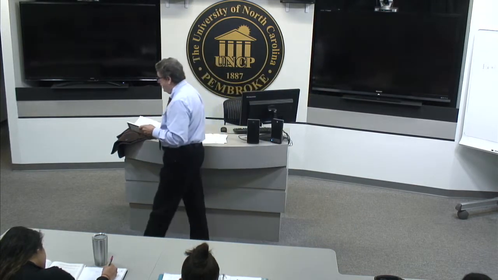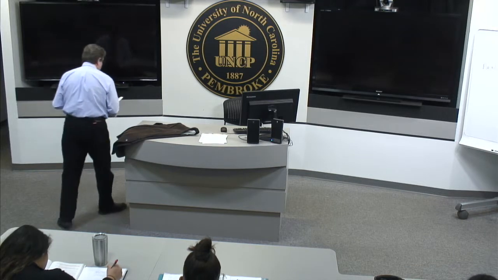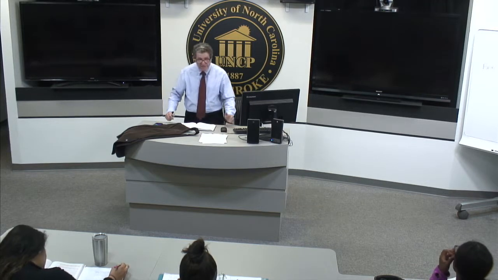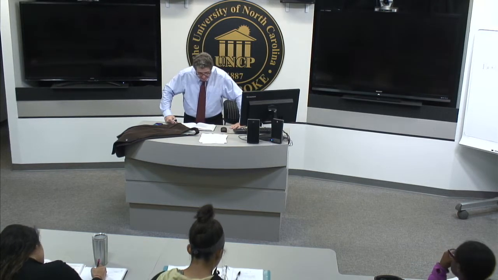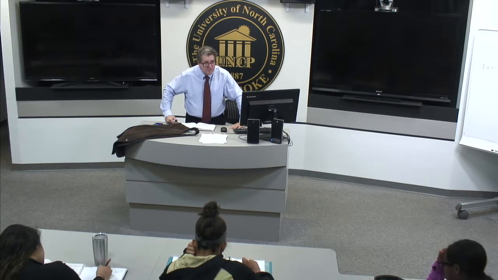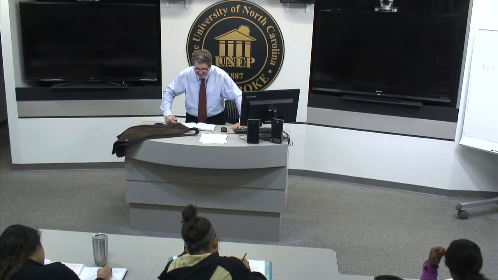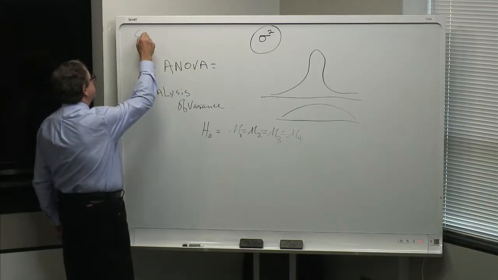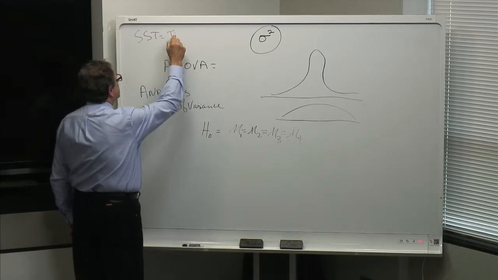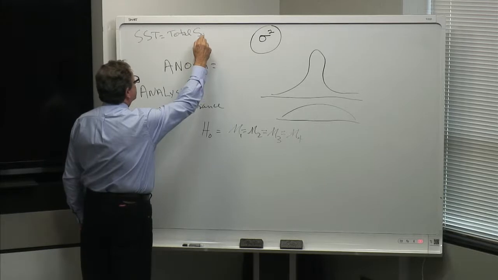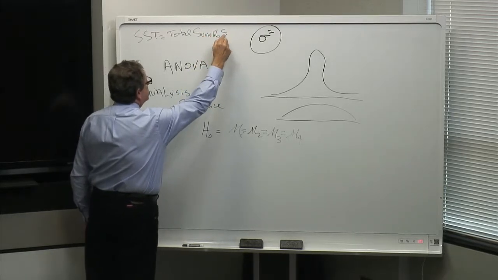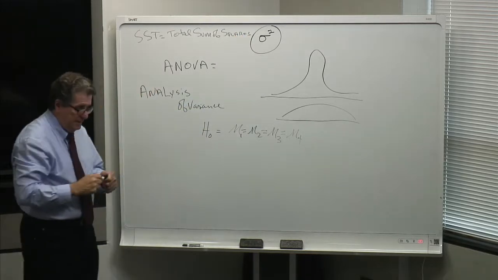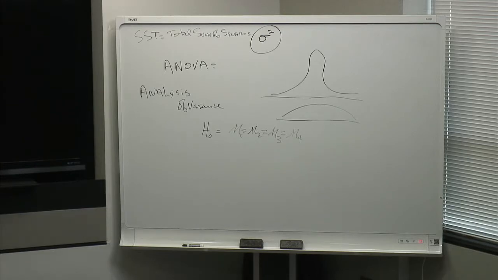Now, we start to wade our way into some really complicated stuff here. So you really got to kind of just stay with it and be committed to working through it. On page 250, a new term is introduced to you. It's SST, or the total sum of the squares. The total sum of the squares.